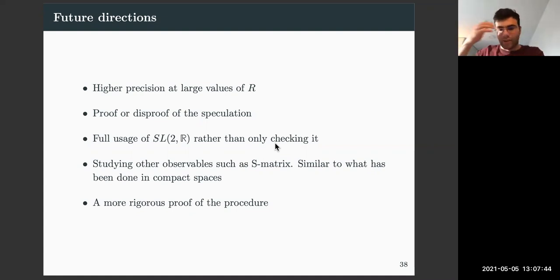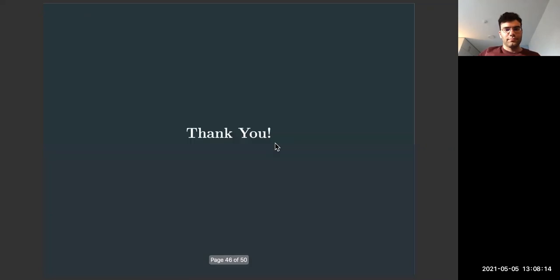Also studying other observables like the S matrix, and also a more rigorous proof of the procedures I just talked about, because we have some assumptions there that maybe are not as rigorous as possible. So it's better that we think about that. And also higher dimensions. Yeah, that's it. Thank you so much.